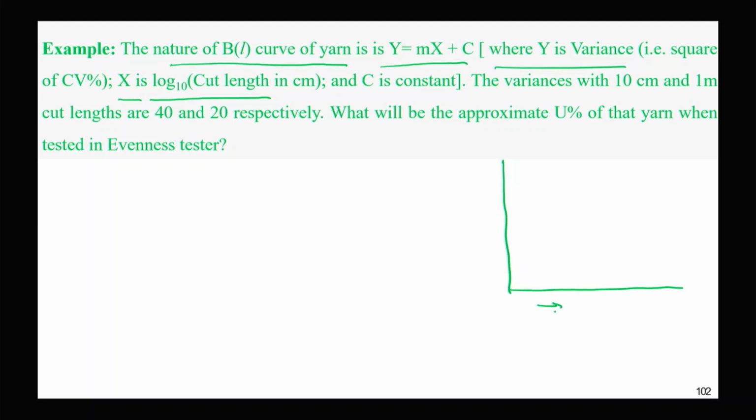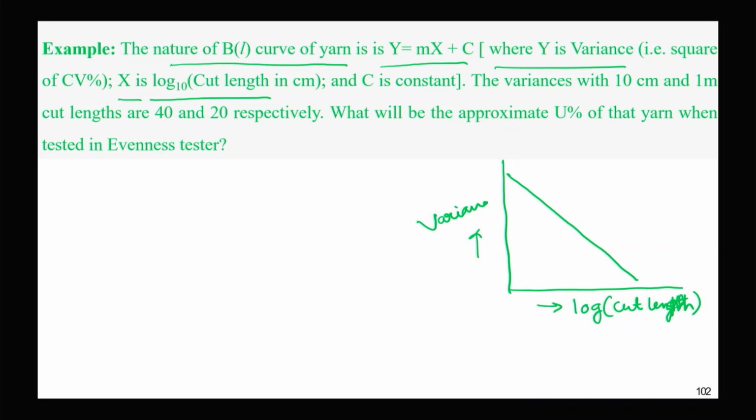So this is the log cut length and this is the variance, and the shape as I have discussed, this is the variance line. Here it's y equal to mx plus c, and c is a constant, okay? M and c are constant.